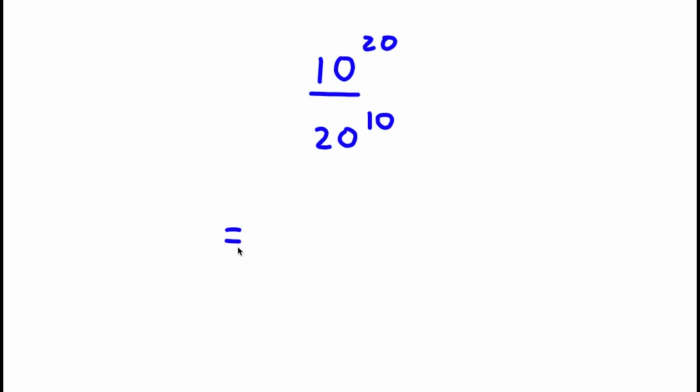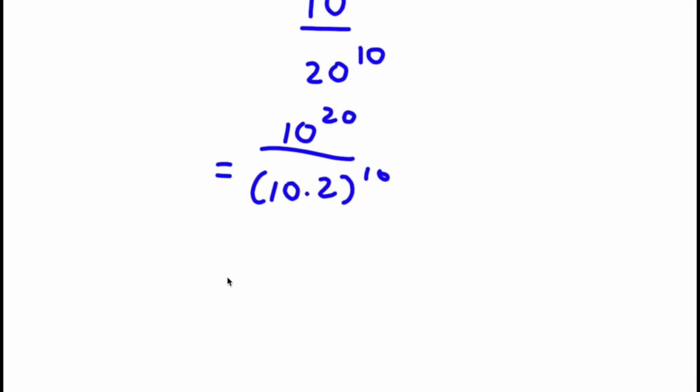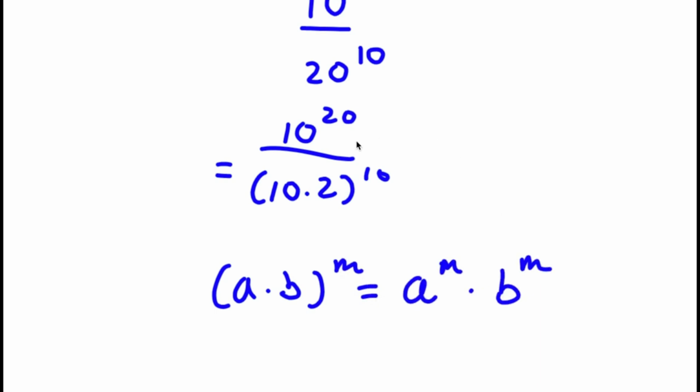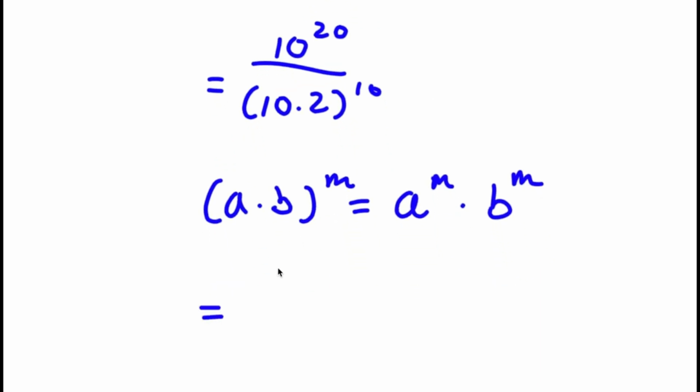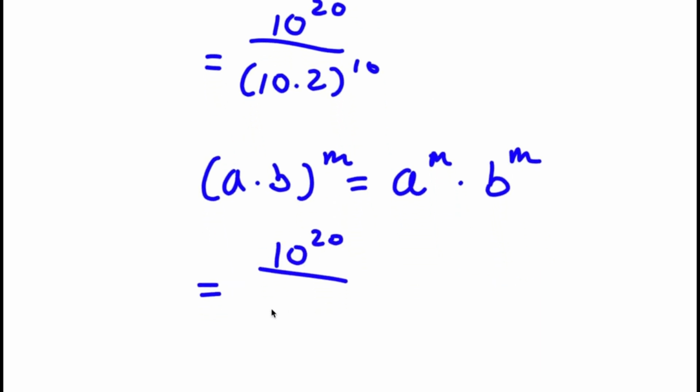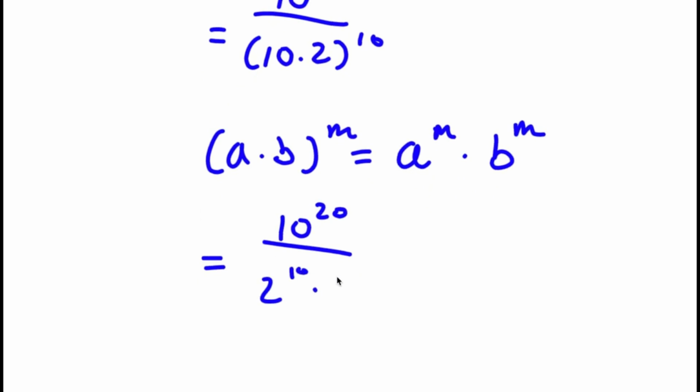So 20 here, I can rewrite as 10 times 2. So now I have 10 to the power of 20 over 10 times 2 to the power of 20. And if I have something in the form a times b to the power of m, this is equal to a to the power of m times b to the power of m. So in this case, this is going to equal 2 to the power of 10 times 10 to the power of 10.